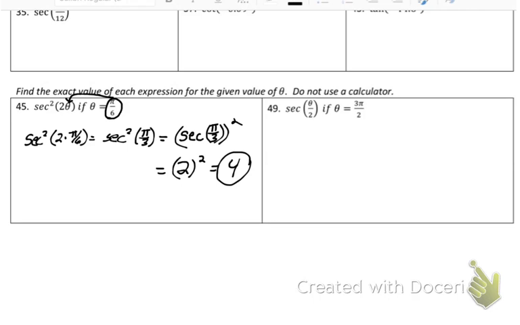At the end of the day, just do what you can do, especially on a test. If you're like, there's a square in here, I don't know what to do with it, just square a number at the end. All right? 90% of the time you'll be right. On this type of problem, you'll be 100% correct.